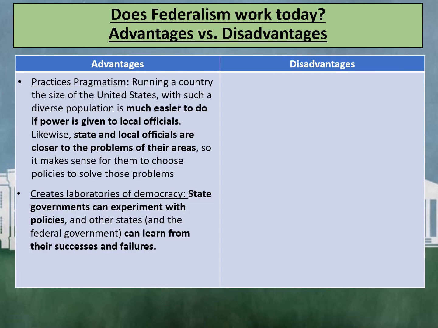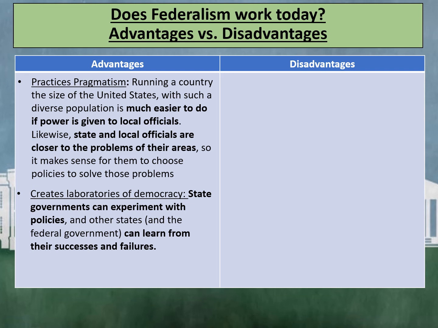How does federalism work today? Well, there are both advantages and disadvantages to federalism. Let's start by looking at the advantages. It practices pragmatism. Running a country the size of the United States with such a diverse population is much easier to do if the power is given to the local officials. Likewise, state and local officials are closer to the problem of their areas, so it makes sense for them to choose policies to solve those problems.